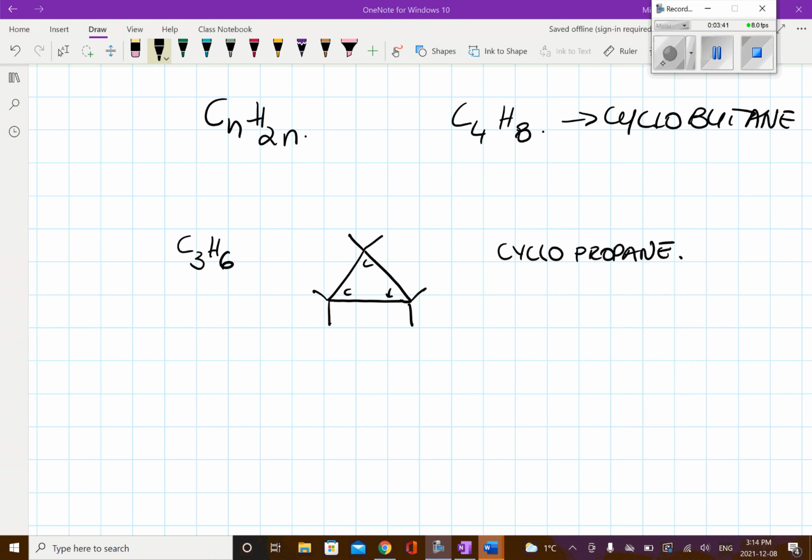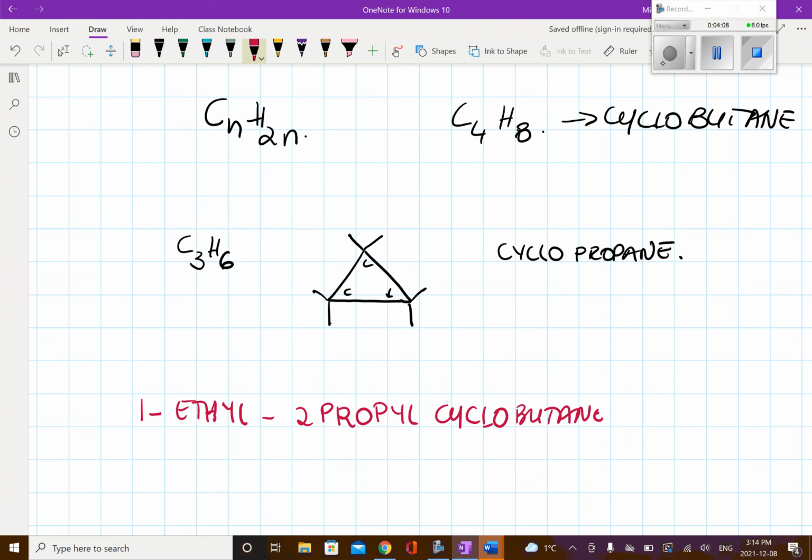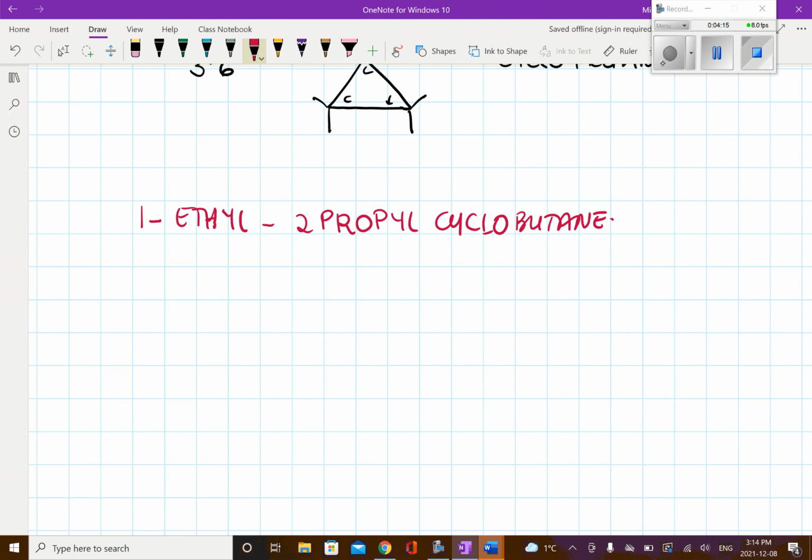But if we have something like 1-ethyl-2-propylcyclobutane, then what we will see is we'll have the cyclobutane as the main chain, and then we can label or number carbons counterclockwise or clockwise, doesn't really matter. So 1, 2, 3, 4.